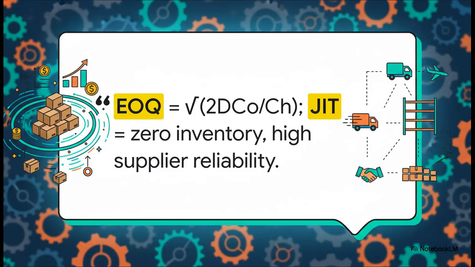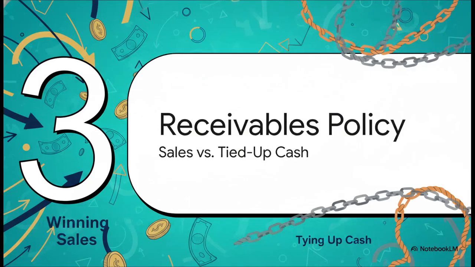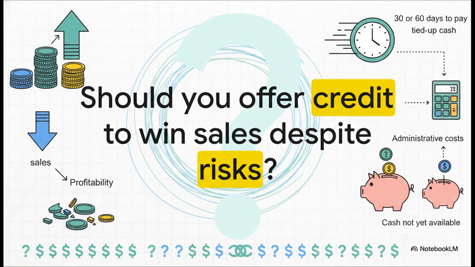To really cement this gear of our machine, just remember this. EOQ equals the square root of 2DCO over CH, JIT equals zero inventory, high supplier reliability. These are two very different, but very powerful ways to tackle the exact same problem. All right, let's shift gears to Section 3, receivables and credit policy, winning sales versus tying up cash. Go ahead and put your strategic advisor hat on for a second. Should you actually offer credit to win sales if it risks bad debts and having your cash tied up?